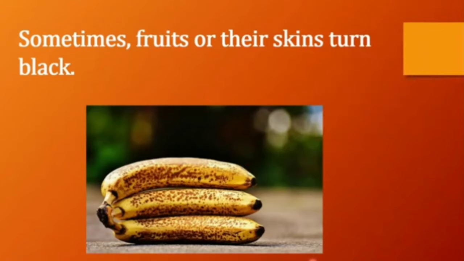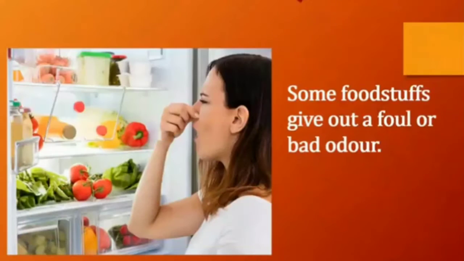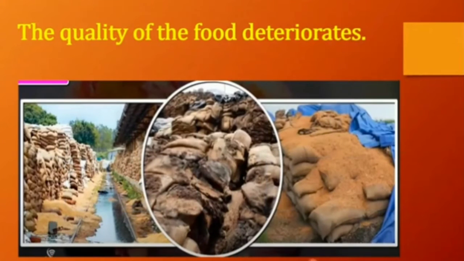Sometimes children, fruits or their skin turns black. Have you seen here? And some foodstuffs give out a foul or a bad odor, isn't it, when they get spoiled? So those food are unfit to eat. The quality of the food deteriorates. That means it is not fit for eating. It gets damaged. The quality of the food gets damaged and we cannot eat such type of food. Are you getting me, children?